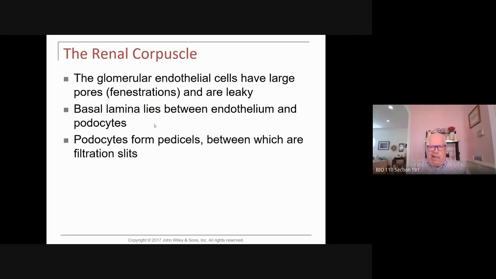The glomerular cells have pores or windows. The Latin word for windows is fenestra, and they have fenestrations and they leak. The podocytes become filters and they filter the blood and decide what needs to go in the urine and what needs to stay in the blood. This is all done in the renal corpuscle.